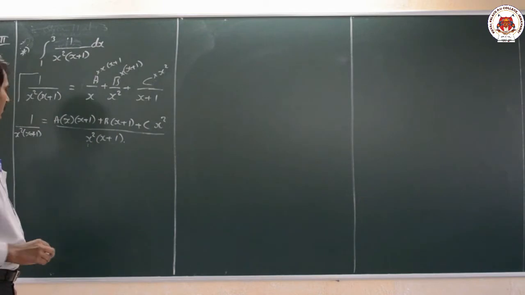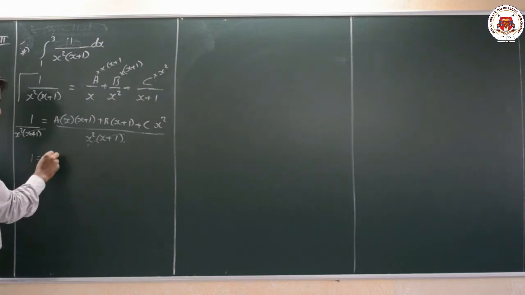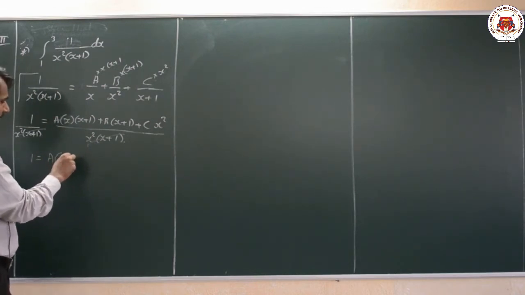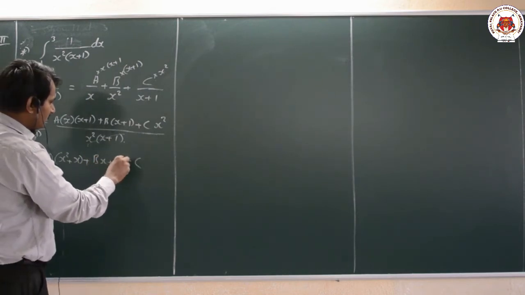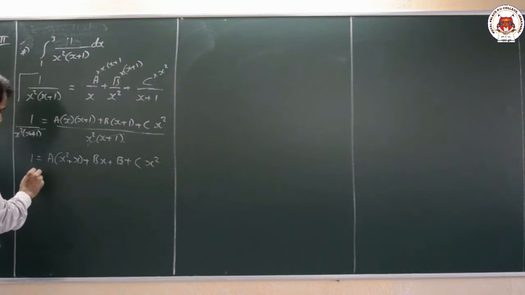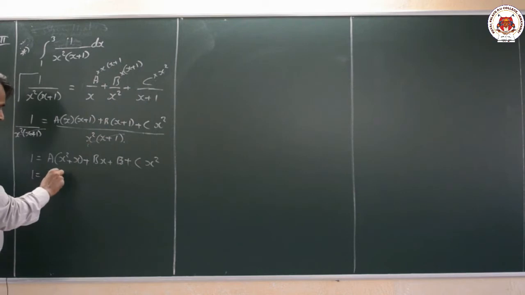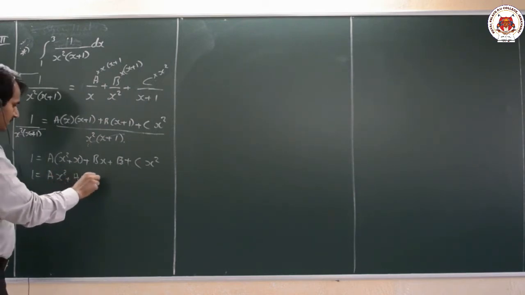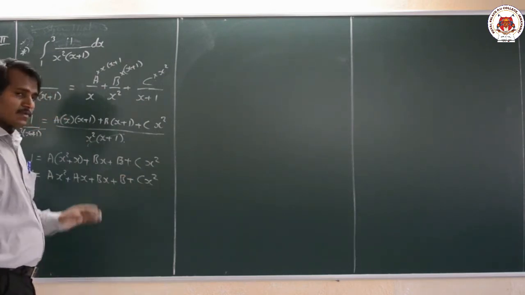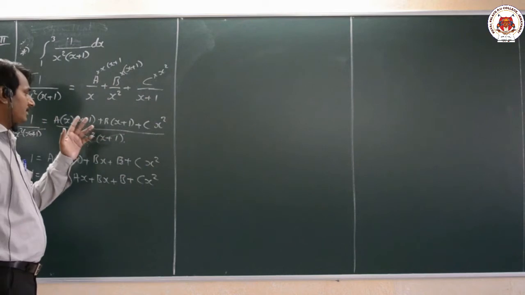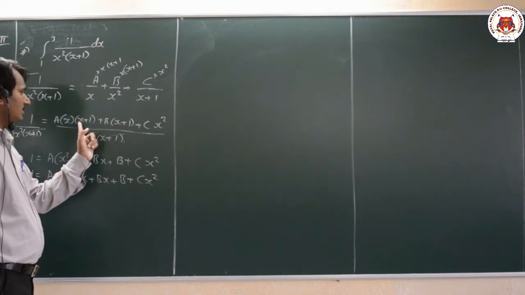This is the first thing. Now here we can observe that the denominator gets eliminated. Next, we have 1 equals a into x square plus x, plus bx plus b, plus c x square. Again I will rewrite: 1 equals a x square plus ax plus bx plus b plus c x square. Now, as in the previous class, we put x equal to minus 1. If I put x equal to minus 1, these two terms get eliminated.